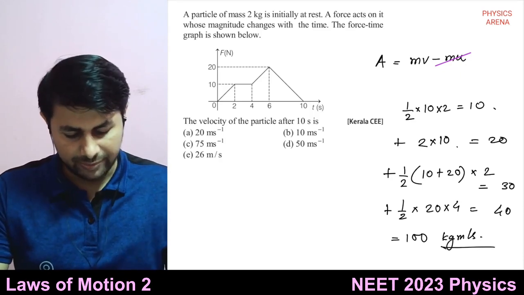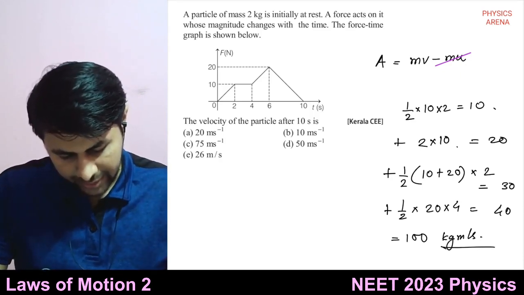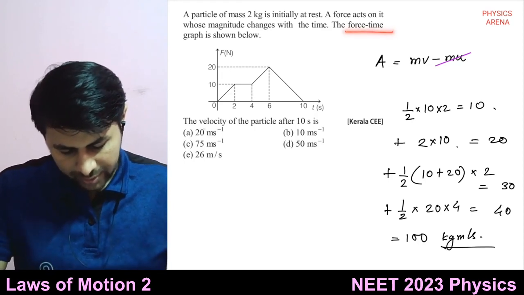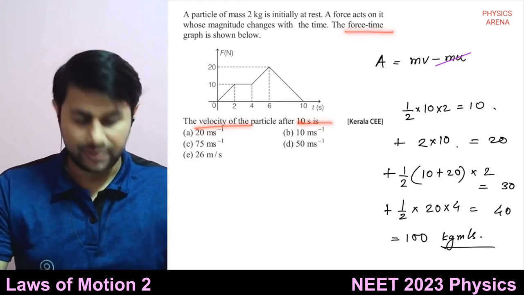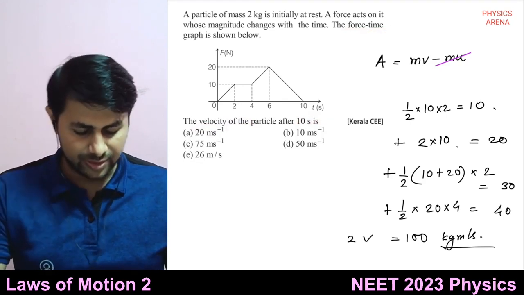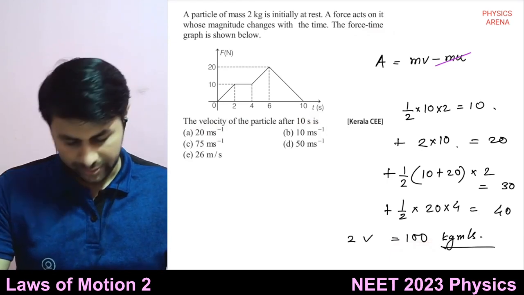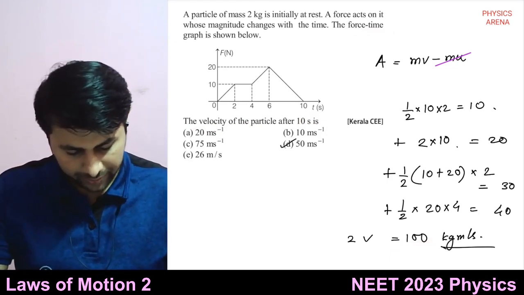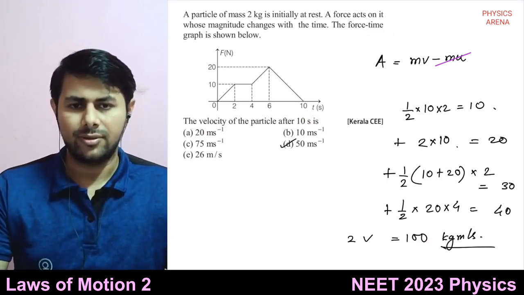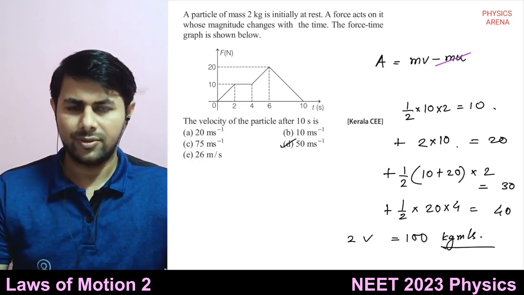So this is mass times velocity, and you want its final velocity, right? The velocity after 10 seconds. This is mass times velocity. Mass is 2, so 2 times v is this. So how much would be velocity? Velocity is 50, 100 divided by 2. So this is the answer, right? So these are simple questions.